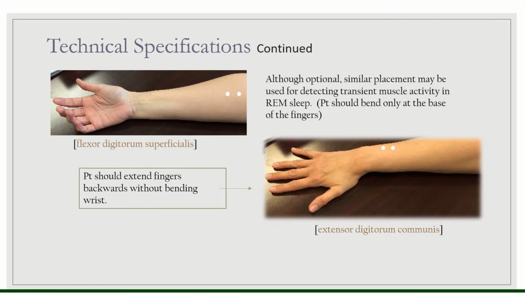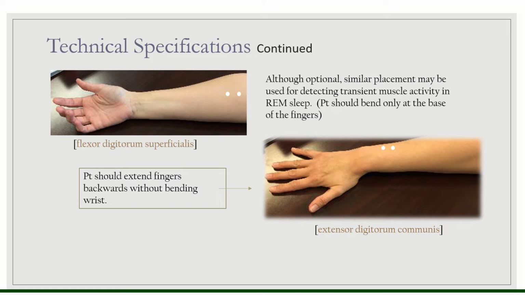All right, so moving on, still on our technical specifications. If we have to hook up any arm leads, this is how we do this. You can have arm leads and you can have arm bands. So this is how we would do the arm electrodes. It's completely optional, but we can use this. A similar placement can be used for detecting transient muscle activity during REM sleep. So if we are assessing REM, like the transient muscle activity during REM sleep, this is what we would do.